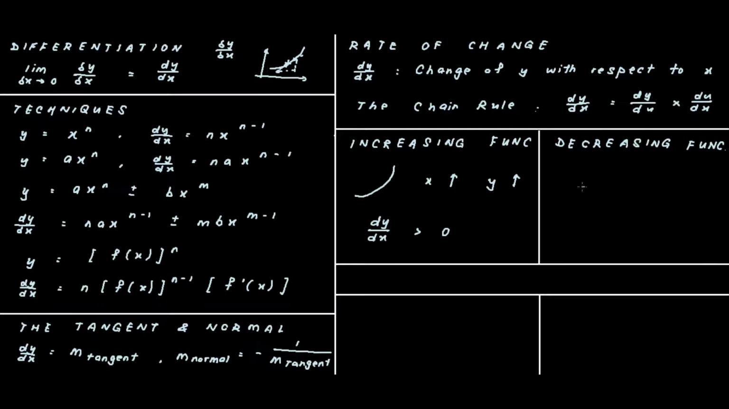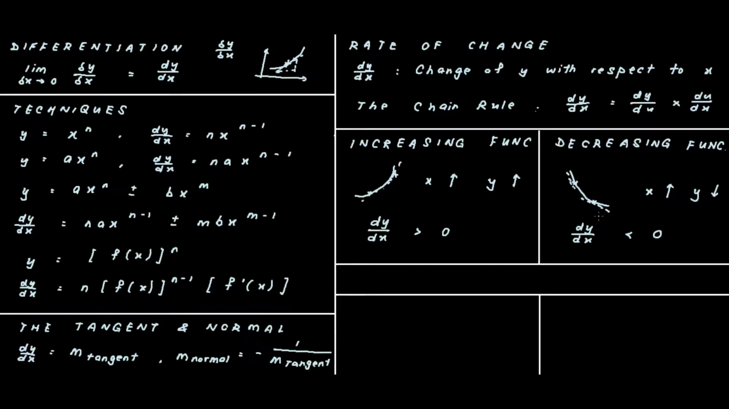If it's a decreasing function, then it will look something like this. When your x increases, what happens to your y? You can see that the y actually decreases. So for every decreasing function, you will have a dy dx less than 0. For example, if I draw the gradient for the increasing case, you can imagine that all the tangents have a positive gradient. It's the same thing here. If you draw a tangent and find the gradient, you'll realize that all your gradients should be negative.